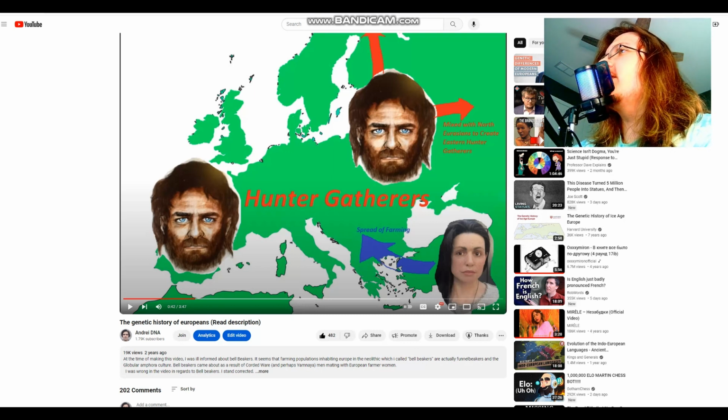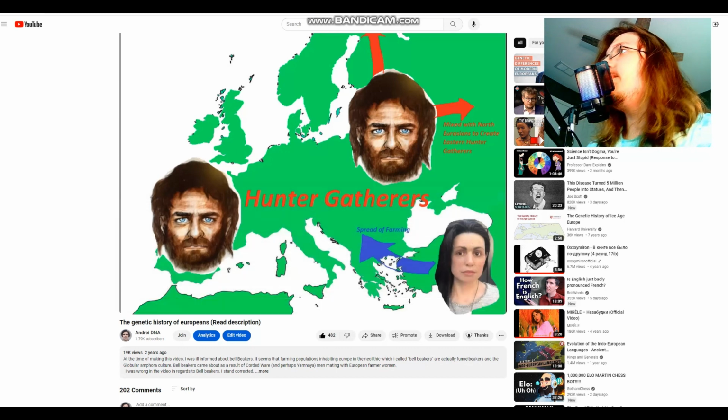On the right, it says they mixed with North Eurasians to create Eastern hunter-gatherers. It's true that at some point there was a mixture between an ancient North Eurasian-like population and a Western hunter-gatherer-like population, and that spawned the Eastern hunter-gatherers. That did not happen in the Neolithic. So that's once again an inaccuracy. There are quite a lot of inaccuracies even here at the 40-second mark of the video.